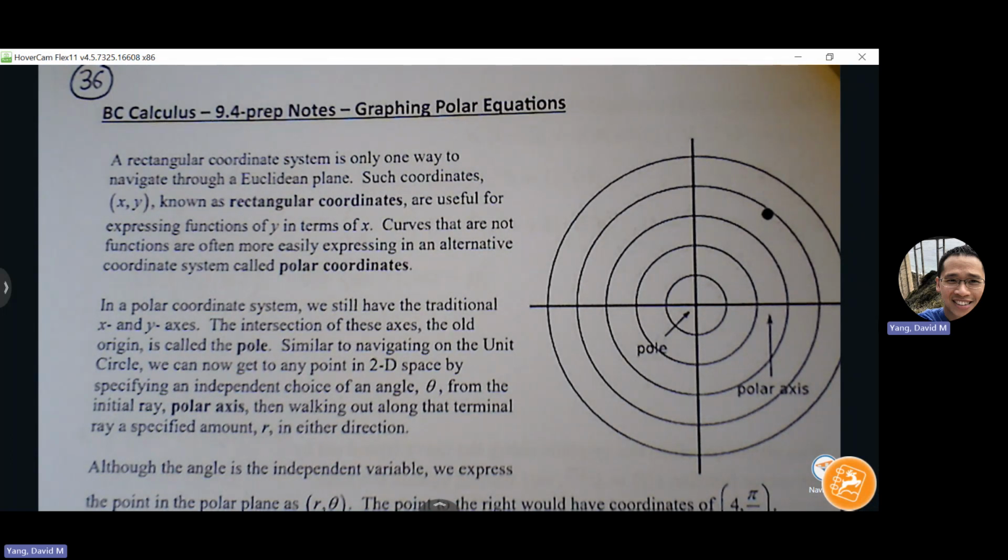Okay, page 36. We'll go through this slowly, but I want to start introducing graphing polar equations. You can also have your graphing calculator out as well. We'll refer back to the calculator and just get comfortable with the calculator as well.